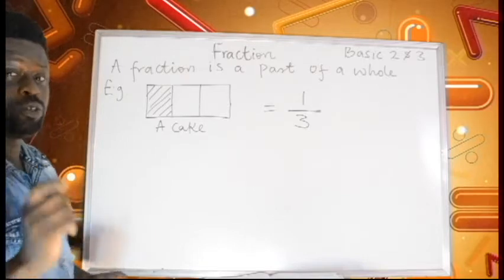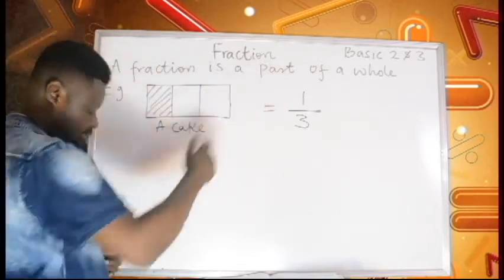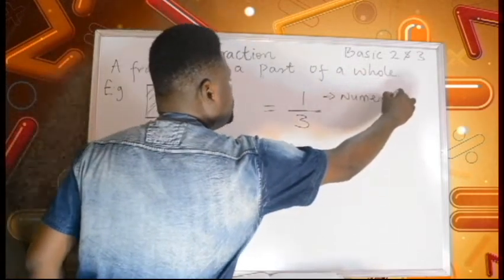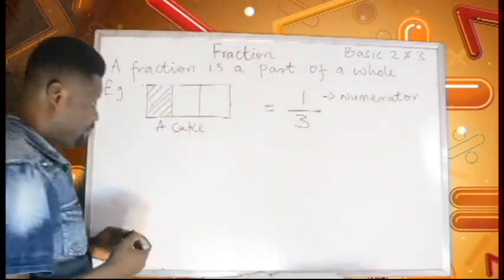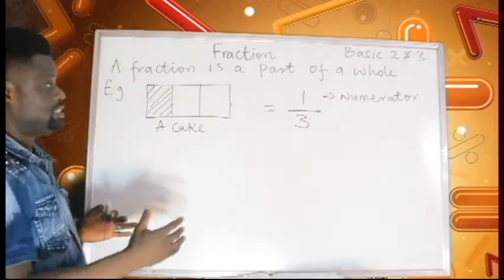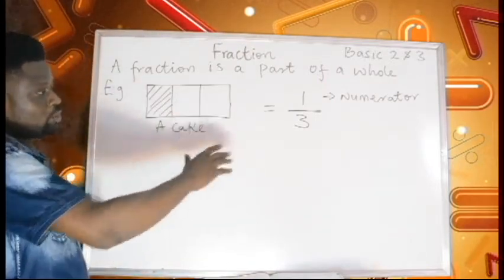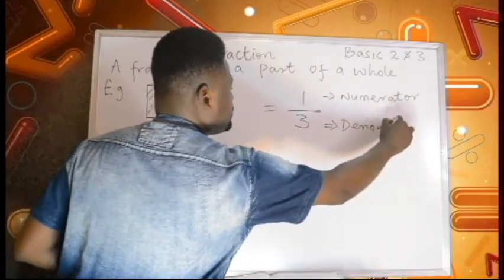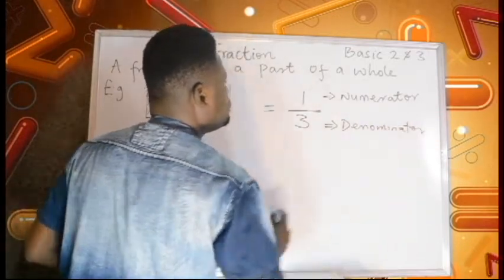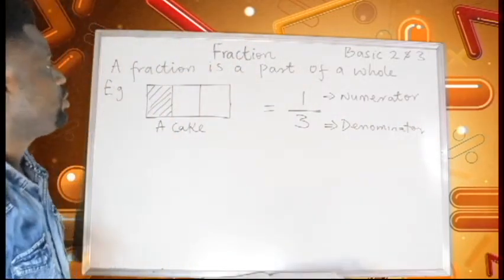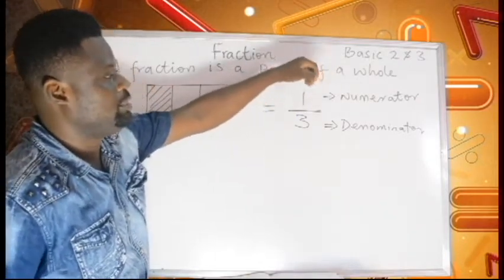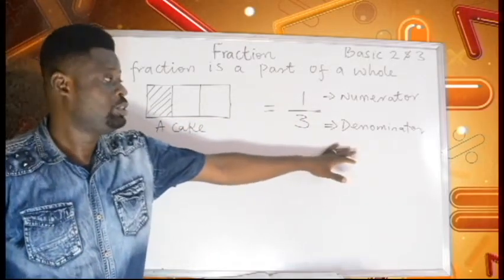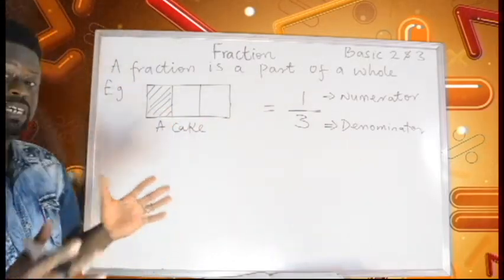The portion that is given to John, which is this, 1, is called the numerator. The portion that the cake is divided into is the total portion. The cake is divided into 3 portions. It's called the denominator. So the numerator tells us the number of portions given to John. The denominator tells us the number of portions the whole cake is divided into.